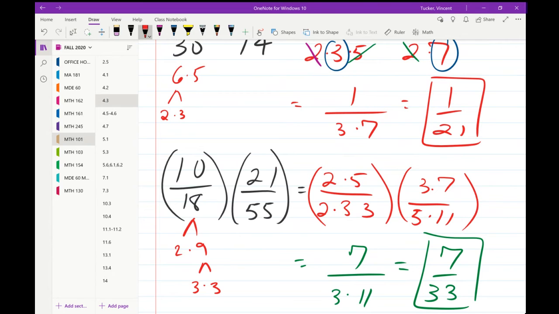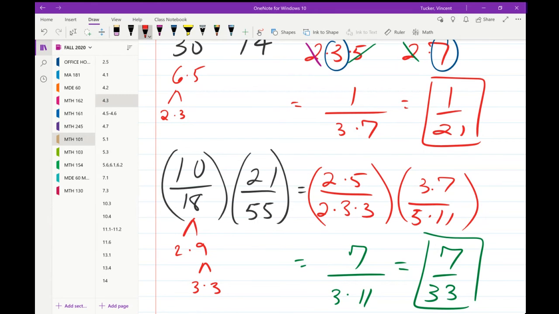So this next one, 10 over 18 times 21 over 55. So this is one of those situations most definitely wherein reducing in the beginning, or reducing first, is better than multiplying first, because of the numbers that you may be presented with after you do your multiplication.